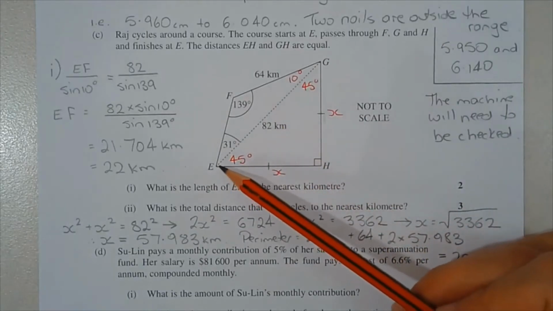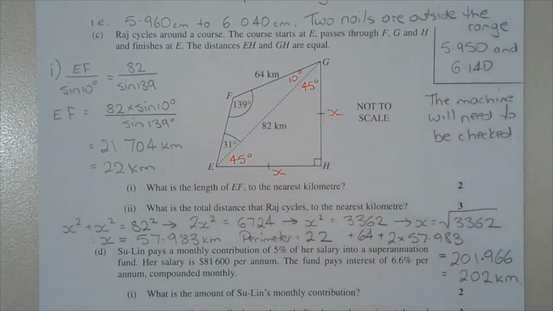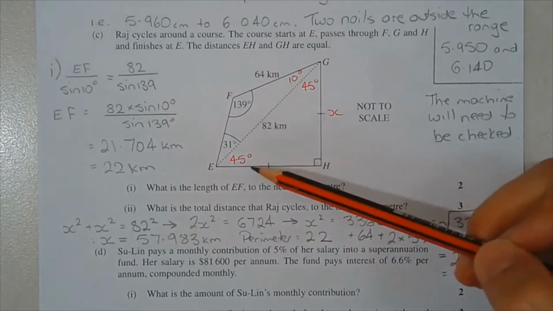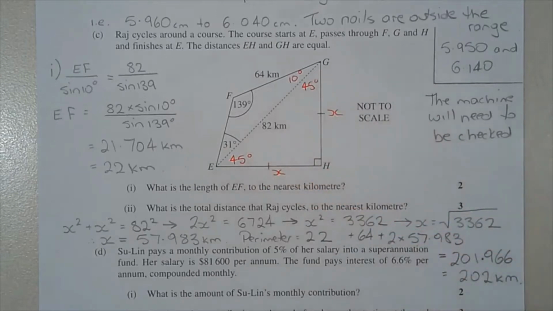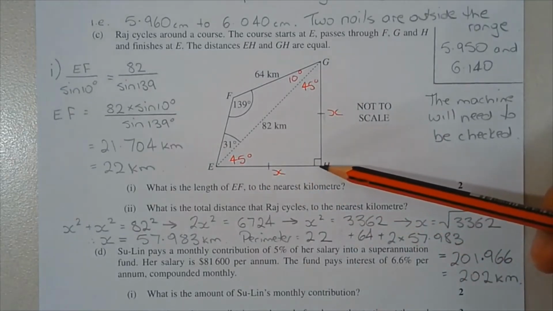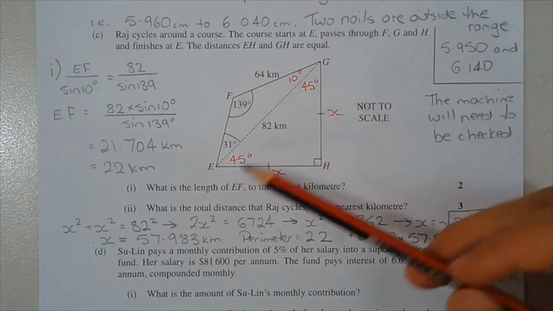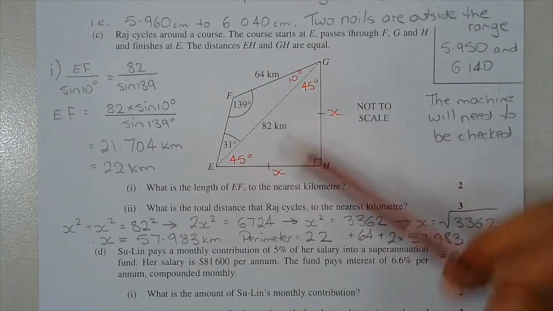Now in this triangle, EGH, that's an isosceles right-angled triangle. If that's 90 degrees there, these two angles must be equal, and the sum of all three angles must equal 180 degrees. So 180 minus 90 is equal to 90, split evenly among these two angles, so they will be 45 degrees each.